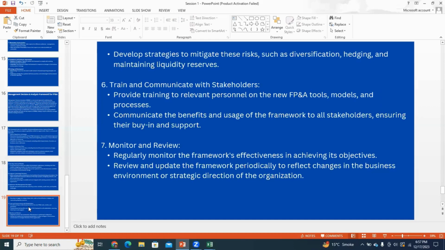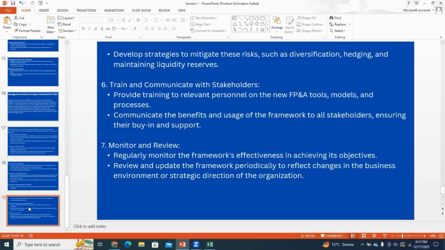Training and communication with the stakeholders. Training the employees is very important. Training them on the new FP&A tools, financial forecasting, and the processes is very important. Communicate the benefit and usage of the framework to all stakeholders. We should communicate the framework to the stakeholders first, then communicate the financial reports to the stakeholders along with the management reports for decision making.